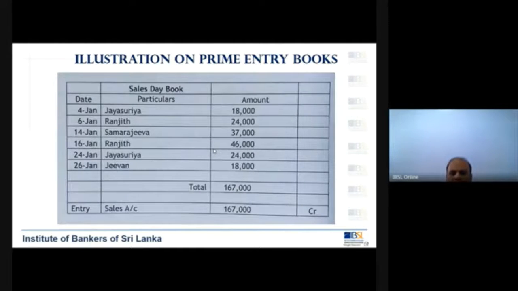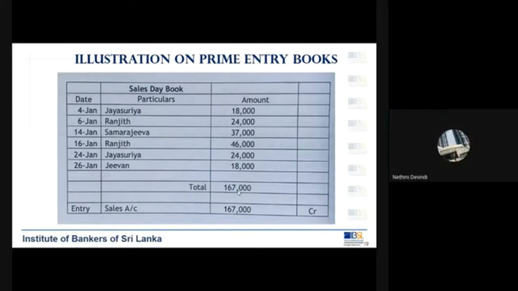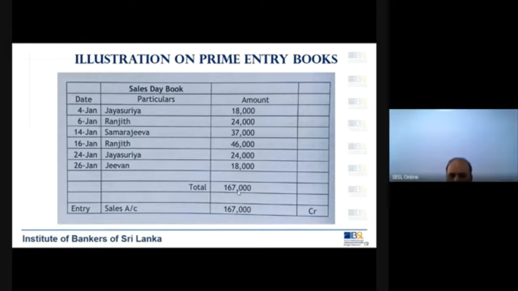The outcome of the sales day book, that is this total, 167,000 for the month of January. Right. You tell me, where will you debit and where will you credit? Debtors account debit, sales account credit. Very good. Since this is not a cash sale, I haven't received money. So where would I debit? I would debit the debtors account. Remember those names, very important.